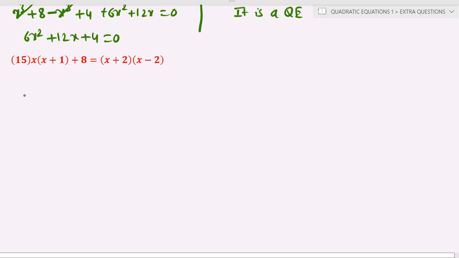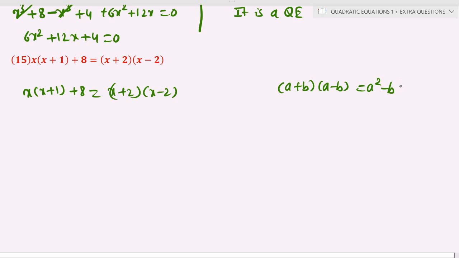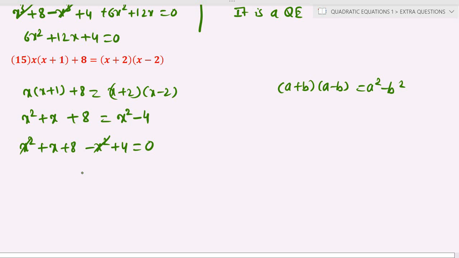You take the left hand side. X into x plus 1 plus 8, which is equal to x plus 2 into x minus 2. Already you know, my dear students, a plus b into a minus b is equal to a square minus b square. Here x into x is x square plus x into 1 is x plus 8 is equal to, this is a plus b, a minus b, that is x square minus b square, that is 2 square is 4. And you take everything to the left hand side. X square plus x plus 8 minus x square plus 4 is equal to 0, and x square minus x square gets cancelled. X plus 12 is equal to 0.